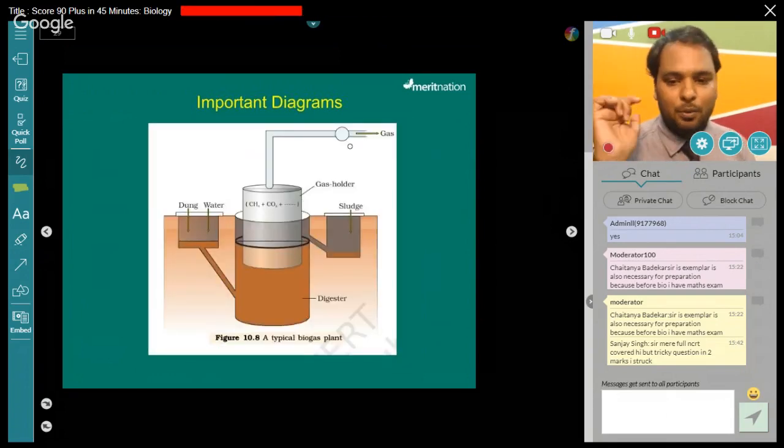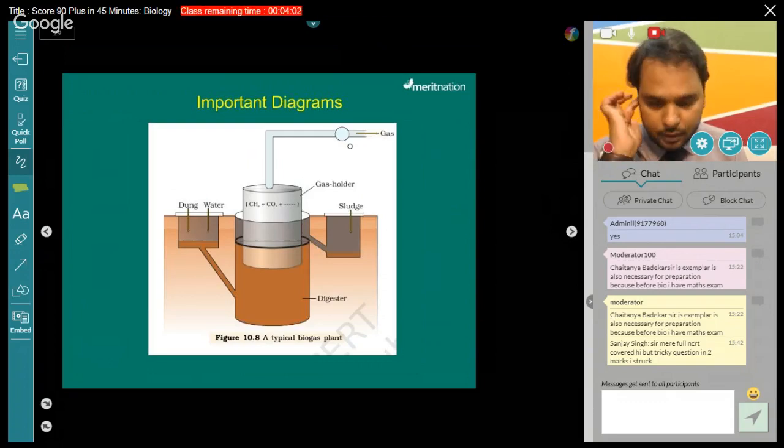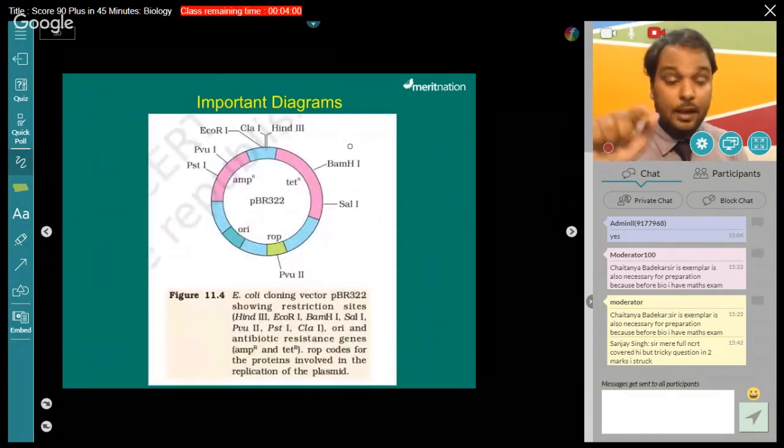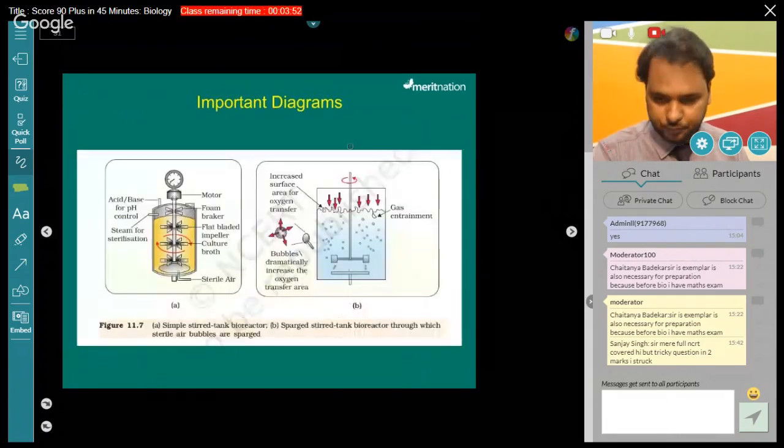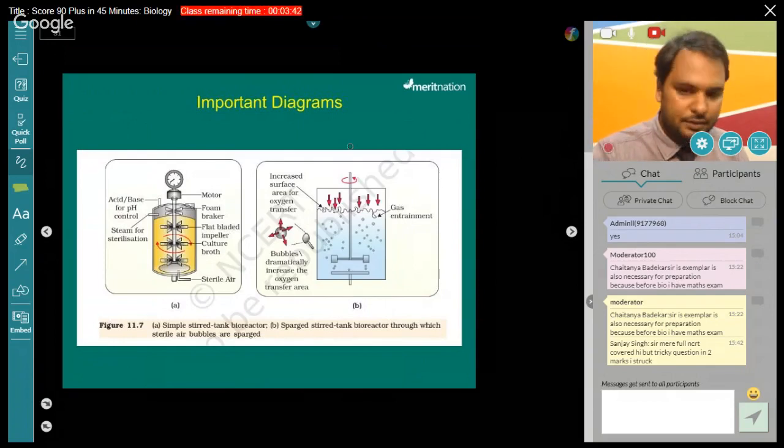Now, this is one more thing, the biogas plant. If there is a question, you can draw this particular diagram. Plasmids, practice that. If there is a question on plasmids, you can draw it. It will definitely give you full marks. And last but not the least, these are the bioreactors. One question from any one of them can be asked. So practice, it's not a very big thing. You can practice it very well.